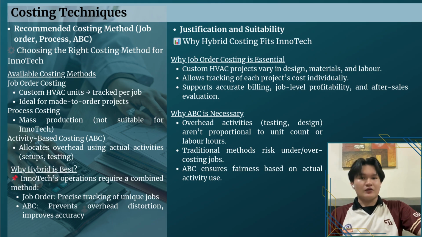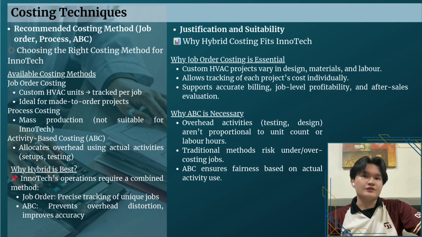Job order tracks the unique cost of each project. ABC ensures that overhead like engineering support and testing are fairly distributed, rather than using simple estimates based on labor hours. For example, in a recent project for Memorial Hospital, the cost per unit was calculated as 10,216 ringgit using the hybrid method. If we had used traditional costing, we would have under-allocated by 768 ringgit, risking underpricing and inaccurate profit margins. This hybrid system gives InnoTech accurate, relevant, and actionable cost data critical for budgeting, pricing, and staying competitive in a specialized hatchback market.